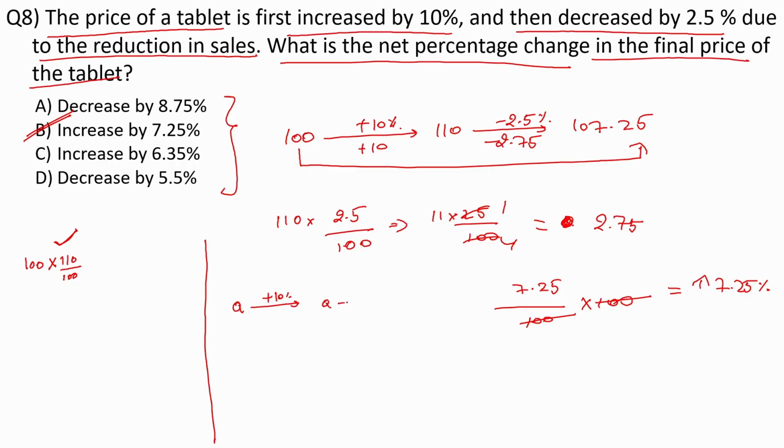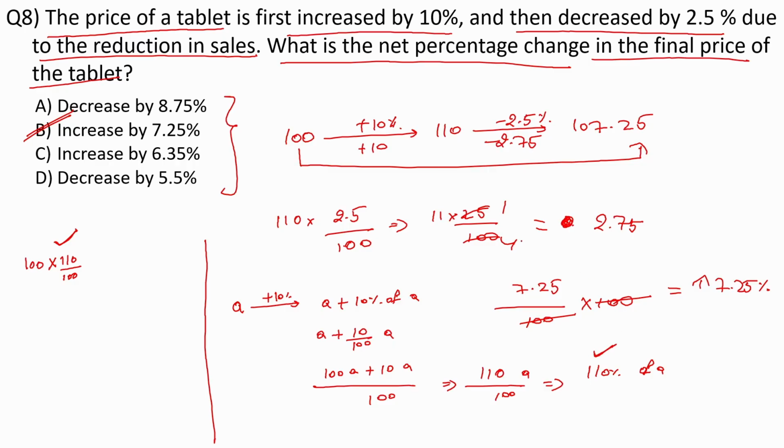So the new value would be A plus 10% of A. A plus 10 by 100 into A. After taking LCM, 100A plus 10A by 100. So that equals 110A upon 100. So I can say it is 110% of A. So if a value is increased by 10%, I can say that it is 110% of its initial value. So my initial value is 100 and it is increased by 10%. So my new value is going to be 110% of 100. This is the new value.